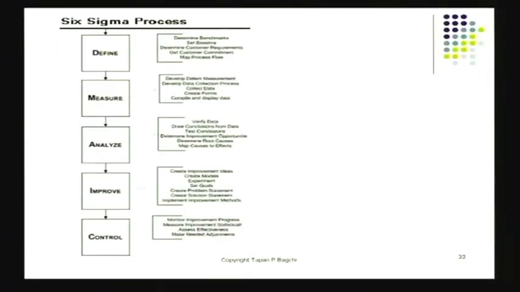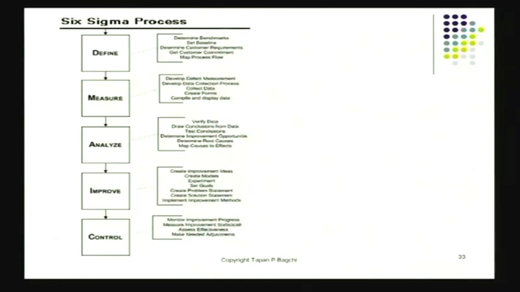Now, I've given you a bunch of slides there. These actually also amplify the define, measure, analyze, improve, and control steps. For example, there is the issue of benchmarks, baselines, customer requirements, customer commitments, and mapping of the process flow. Then, of course, defect measurement, the data collection process, creating certain forms on which you collect the data, and then compilation and display of the data itself.